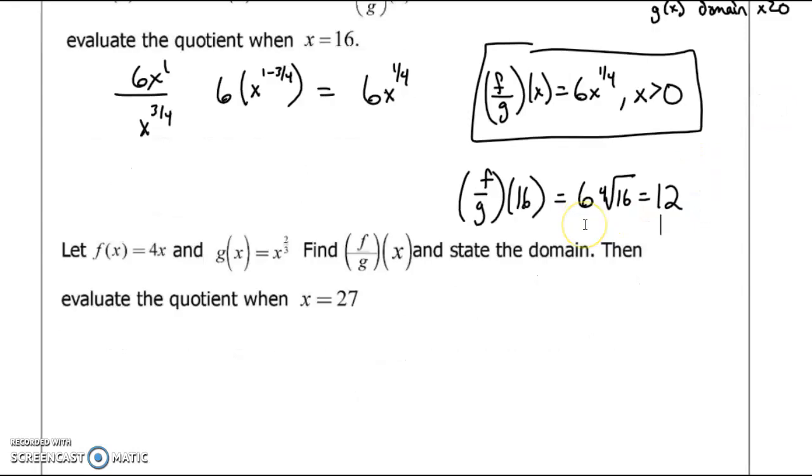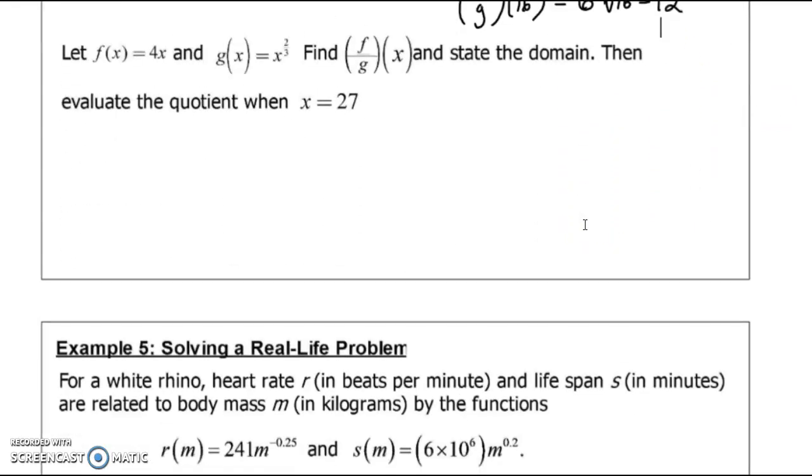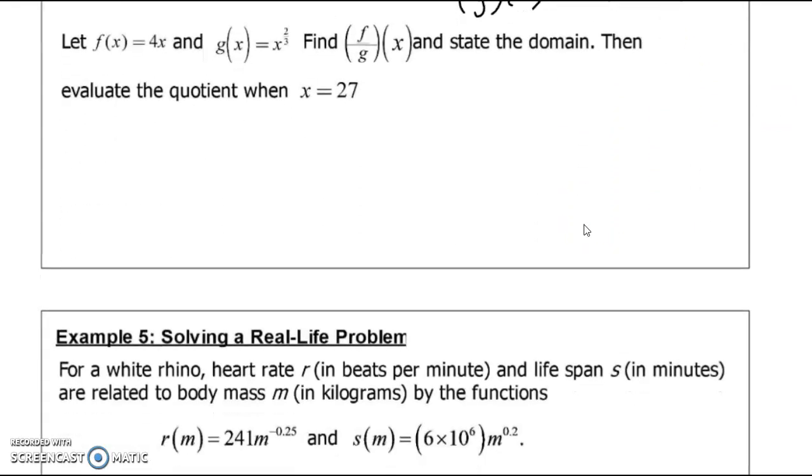Let's try another of those division ones. I think they're the more difficult of the ones that we're looking at today. So f divided by g of x, we're just going to take f of x divided by g of x. Okay, and remember once again that I can go ahead and just keep the 4 and then subtract the exponents, so 1 minus 2/3.